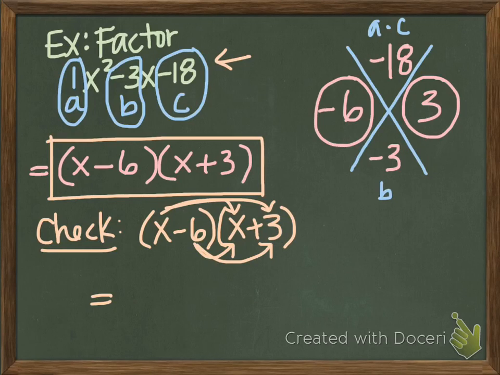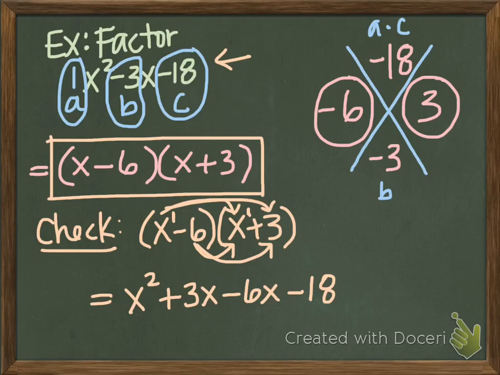X times x is x squared. Remember, we add the exponents of the 1. Now we're going to do x times 3. That's 3x. Now we're going to move to the negative 6 and distribute that to the second parentheses. Negative 6 times x is negative 6x. And negative 6 times 3 is negative 18.